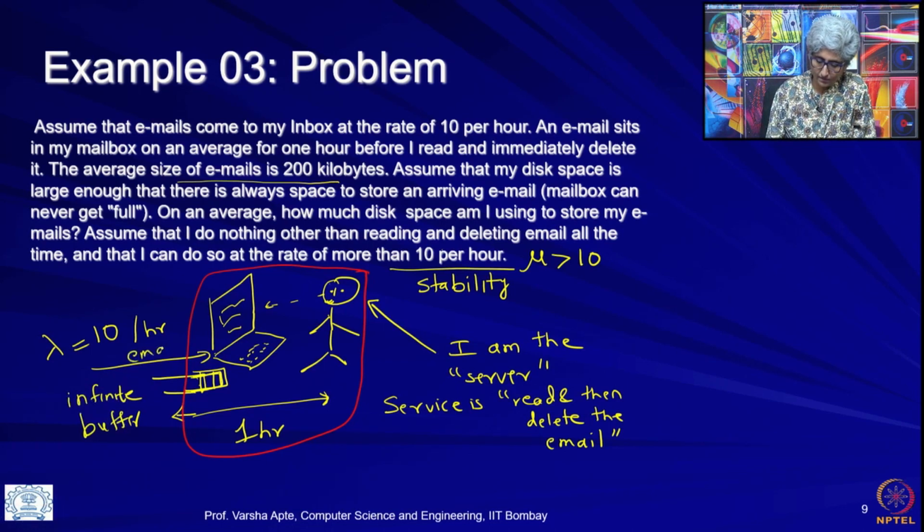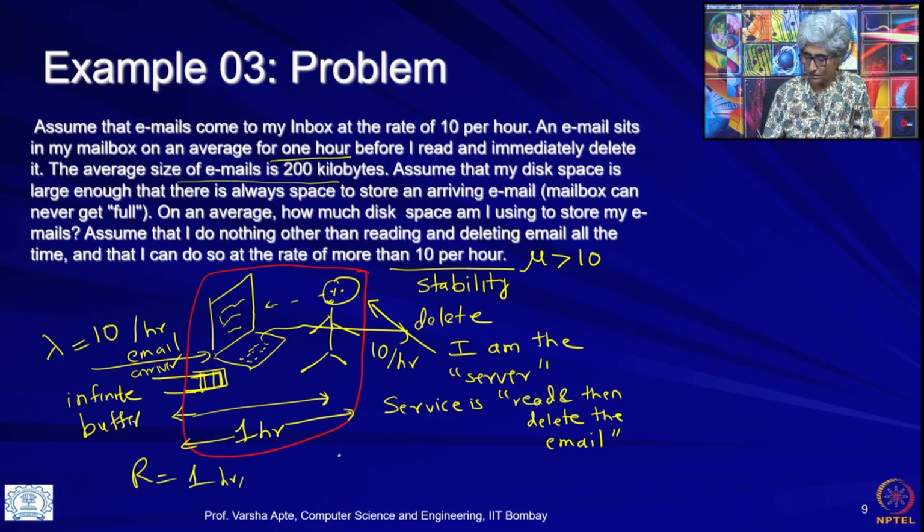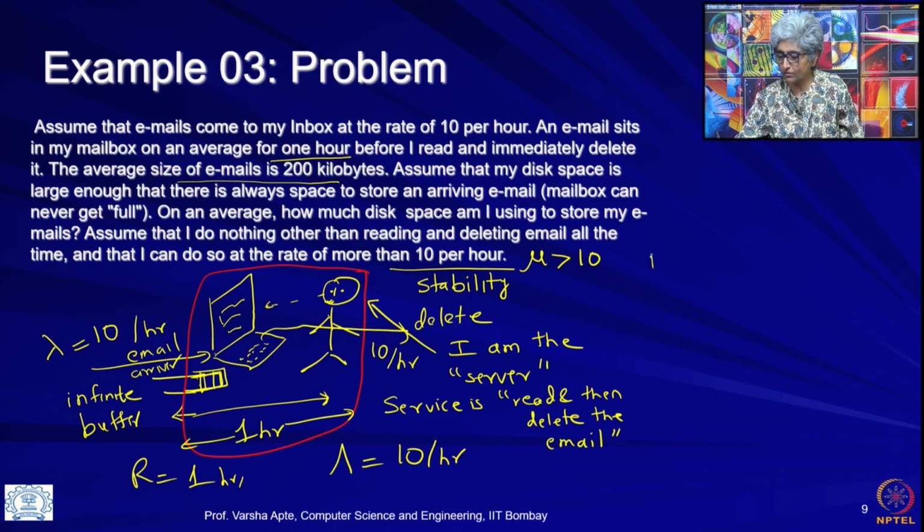Emails come in, and the delete is basically like the exit. What I have been given is that this journey takes 1 hour. Since it is stable, I know that the throughput is 10 per hour. So R is 1 hour, lambda is 10 per hour, and what is being asked is how much disk space I am using. Obviously, what I need to find out here is the average number of emails.